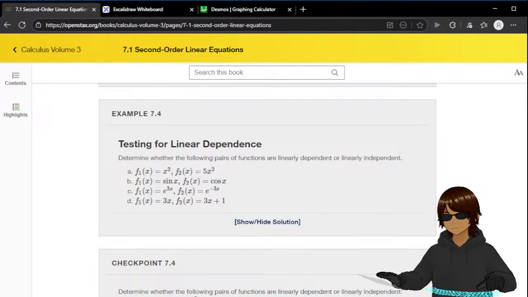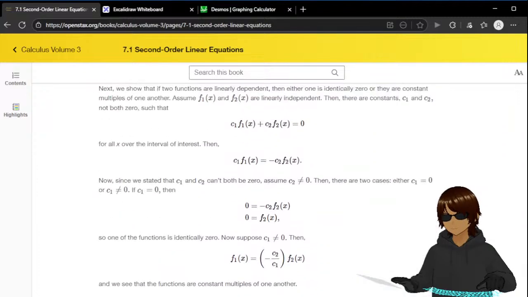Determine whether the following pairs of functions are linearly dependent or linearly independent. So these are dependent. No. Would it matter if I change the input? No, right?